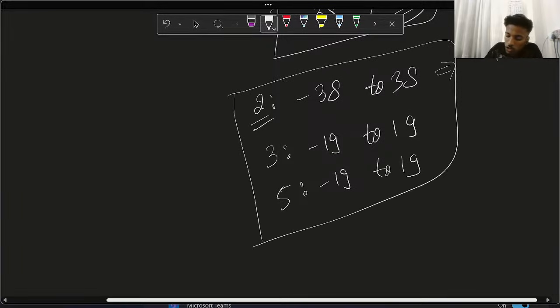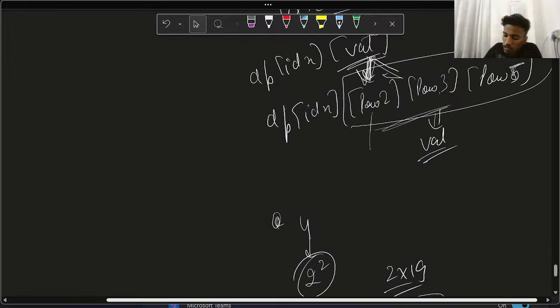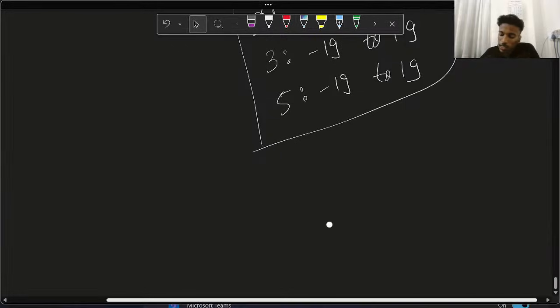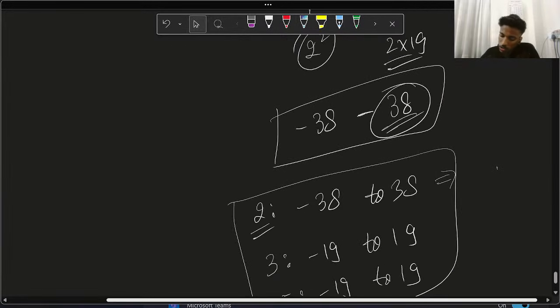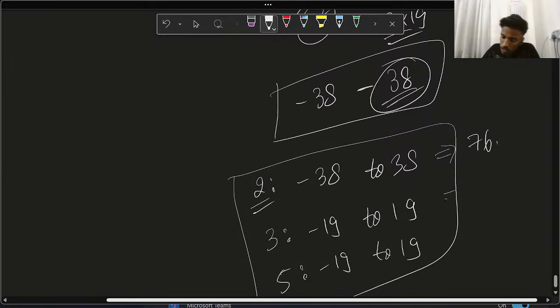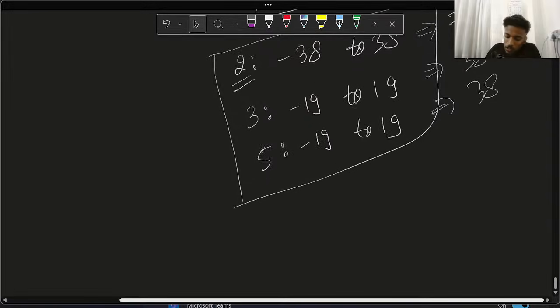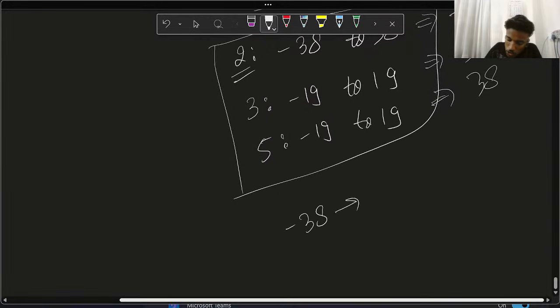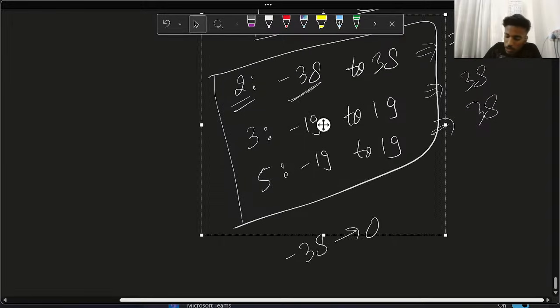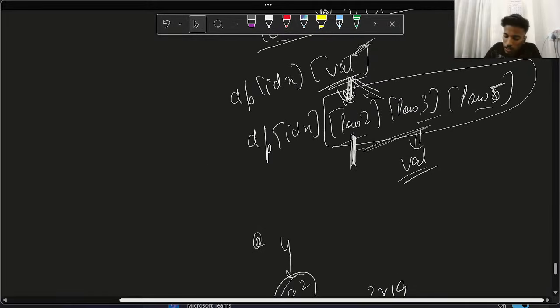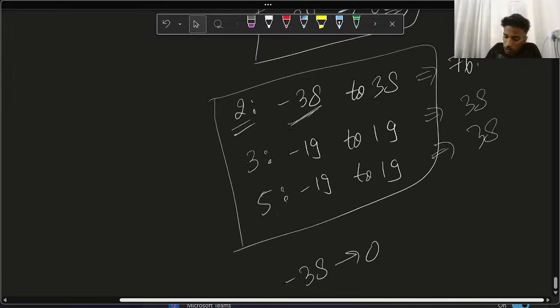Since we want to use power of 2, power of 3, and power of 5 inside the index, and you may get negative values also, we have to definitely add some offset, some base value. The total values I will get here is 76, here it is 38, and here it is also 38. Minus 38 should correspond to 0, because we can't store a negative value in the array index. That is why we are adding some offset.